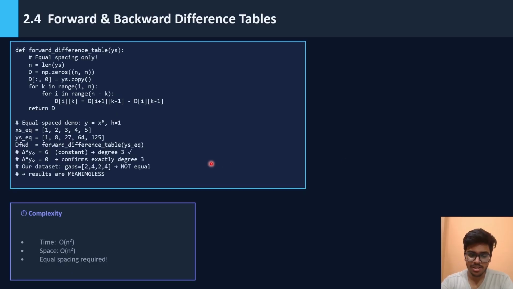Forward and backward difference table. This method creates a finite difference table for equally spaced data. In the code, the first column stores the y values. The nested loops calculate successive forward differences by subtracting adjacent terms. The table helps in interpolation and identifying polynomial degree. The time complexity is O(n) square and space complexity is also O(n) square. So equal spacing is required for correct results.